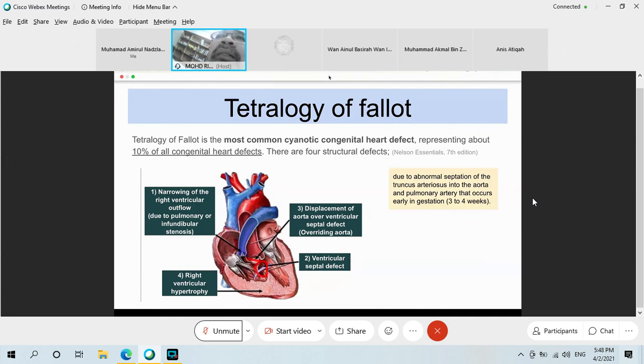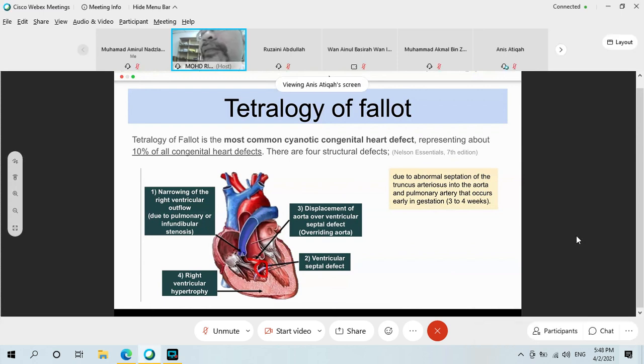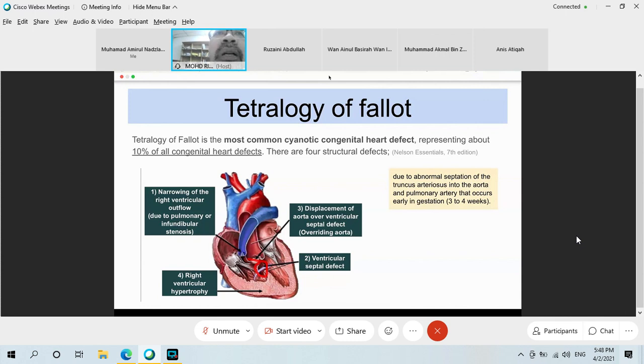Doctor, I want to ask something. Yes, who is this? Ruzaini. Ruzaini wants to know, between ASD and VSD, which is more common? VSD. VSD is the most common congenital heart disease, followed by ASD. TOF is the most common cyanotic congenital heart disease.